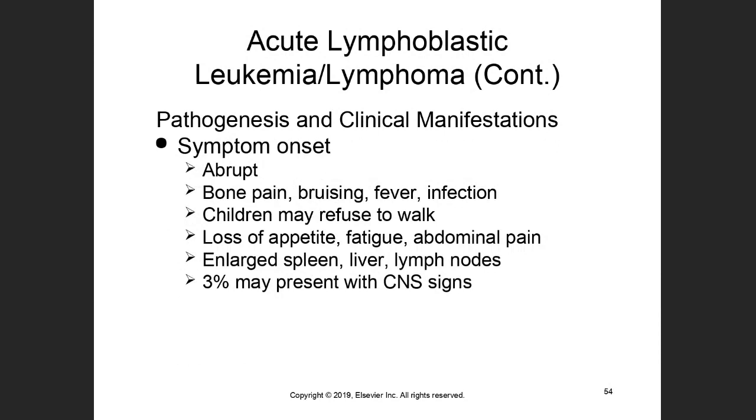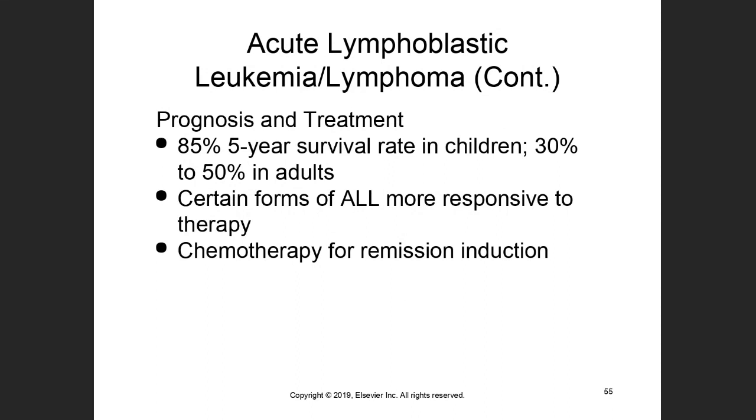Symptoms of acute leukemia are abrupt and more severe: bone pain, bruising, fever, infections. Children may refuse to walk, with loss of appetite, fatigue, abdominal pain, and so on. 3% may present with CNS signs. Why? Because ALL can produce CNS metastasis. That's why sometimes, as a prophylactic, you give radiation therapy to the brain.